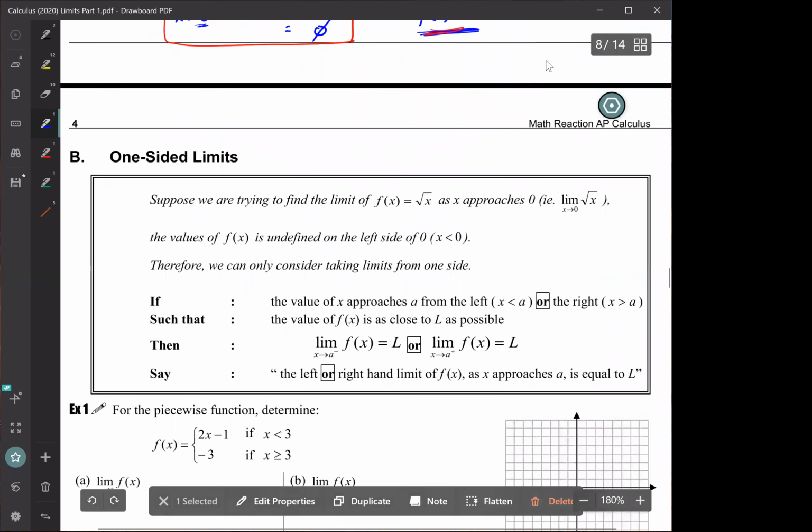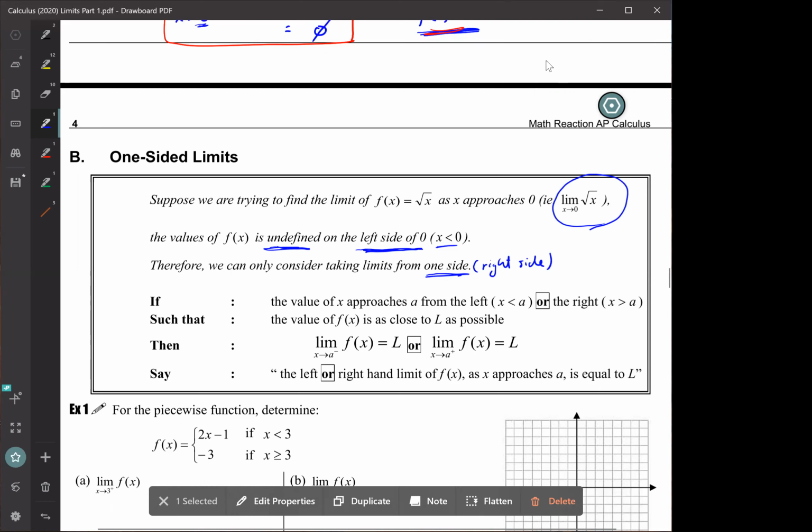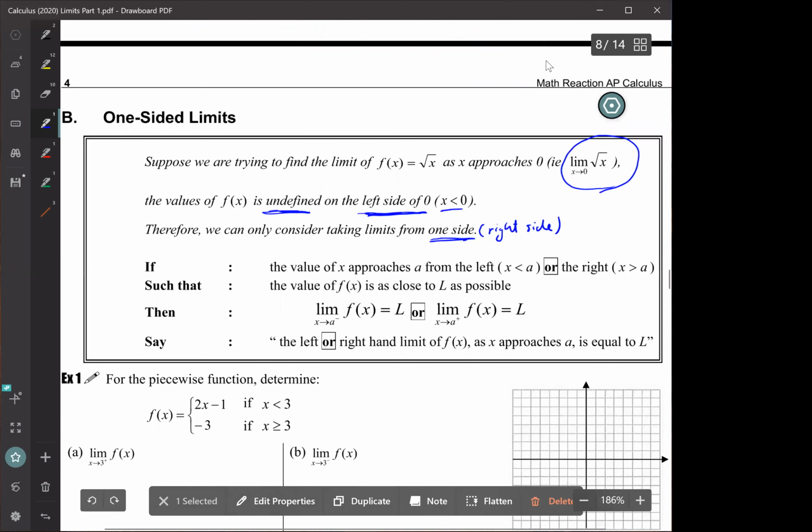The value of f of x is undefined on the left side of 0, meaning x is negative, less than 0. Therefore, we can only consider taking the limit from one side, which here is the right side, because I cannot put a negative x inside the square root. So for a question like this one, you can only take the limit from one side. So we need a new symbol to show the limit is only from one side.